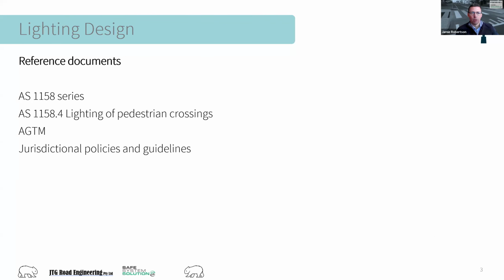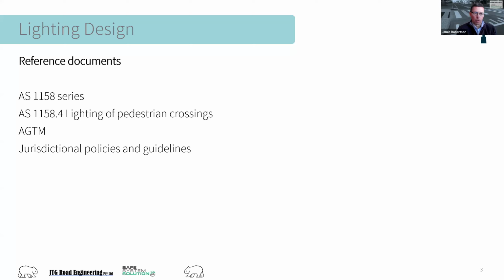A few key reference documents: the 1158 Australian and New Zealand Standard Series. There are quite a few parts to that series dealing with roadway lighting. Part 4 particularly deals with the lighting of pedestrian crossings. I should say supplementary lighting at pedestrian crossings. I'll talk shortly about particular requirements, but it really does come down to jurisdictional policy and guidelines as to whether that standard is applied.